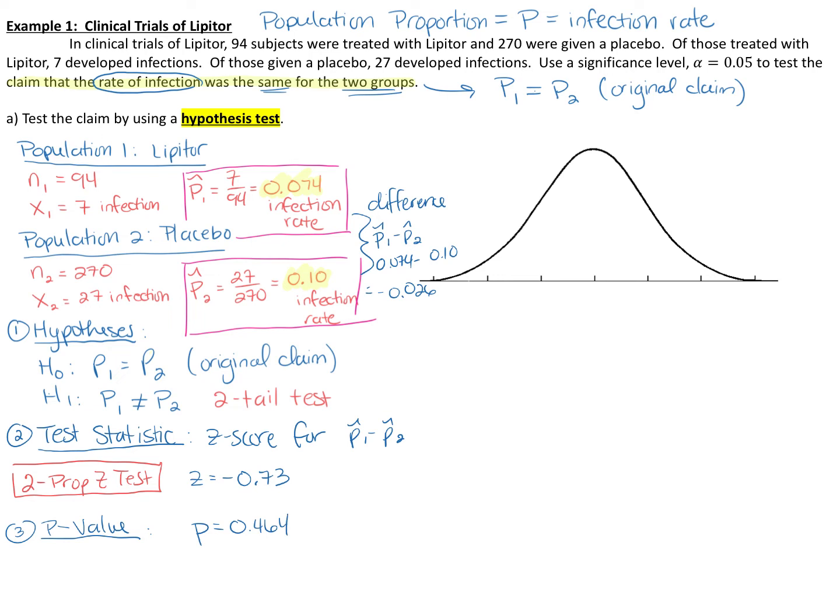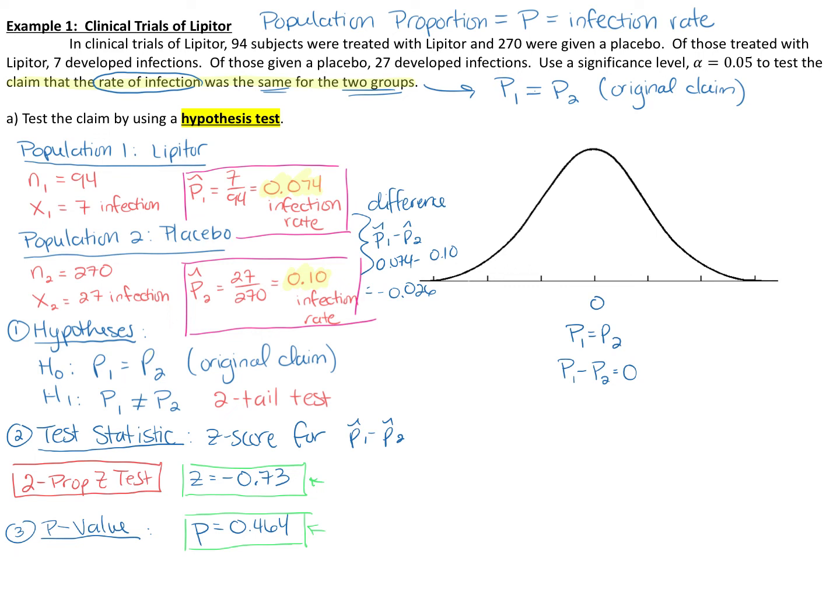We're going to use either this test statistic or this p-value to make a conclusion about the null hypothesis. So let me show you visually what this test statistic of negative 0.73 and this p-value mean on this bell-shaped curve. On this bell-shaped curve, we've got at the center 0, where 0 means that there is no difference between the two infection rates. So p1 is equal to p2. That's at the center because if they are in fact the same, then p1 minus p2 clearly would be 0.